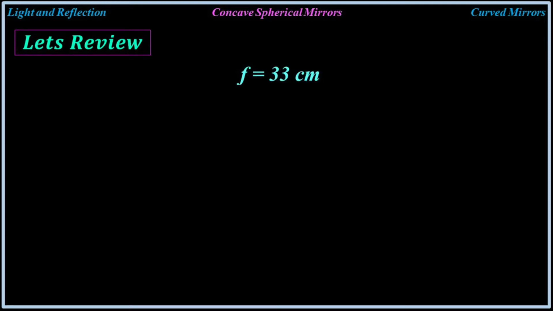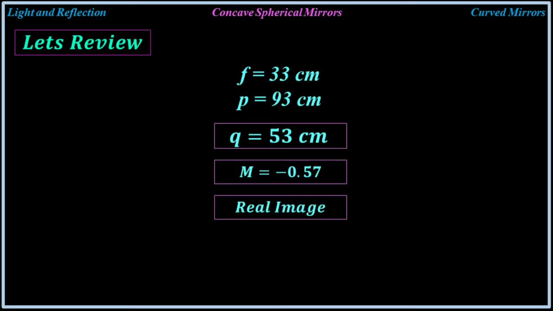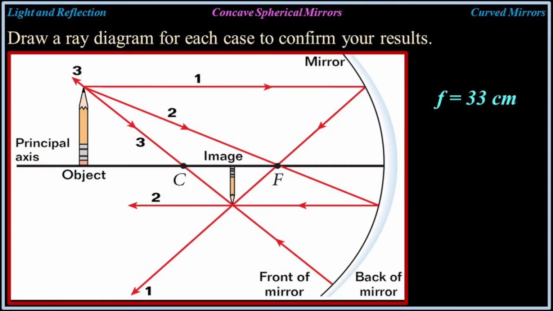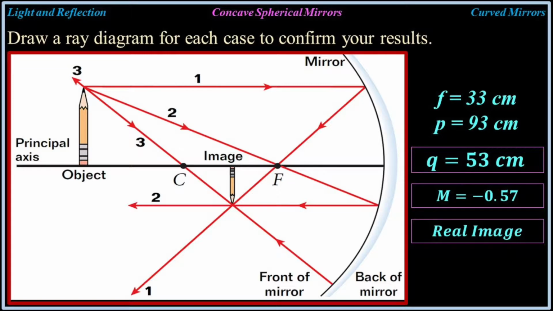Let's review. So there is the focal length. This is the distance from the mirror the object is. That's the distance from the mirror the image is. That's the magnification. It's going to be the real image, and it's going to be an inverted image. And here are the ray diagrams to support the calculations. And it's just going to keep on going until it's finished. Just check your work.